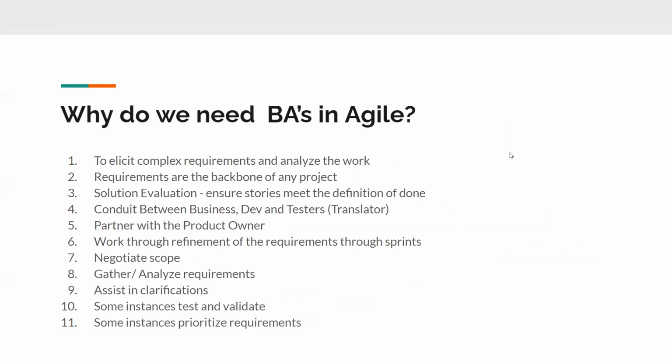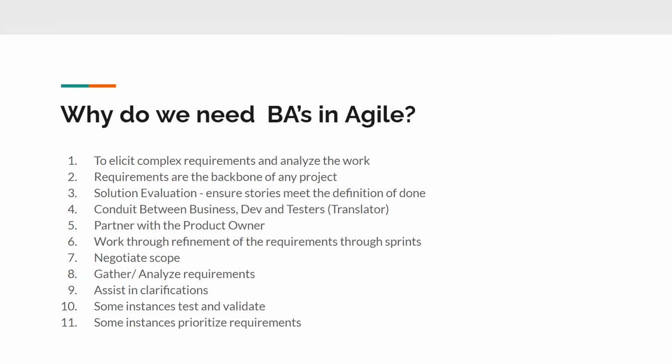Many times you may hear stories of, well, we really don't need a BA in Agile, right? But the role of a BA is critical. I've seen delivery leads who focus a lot on the QA, the tester, the development piece, right? They forget about the BA. Requirements, as shown earlier in the cartoon, are the backbone of any project, because if you don't understand requirements, if they're not clear, there's nothing to code to. There's really nothing to test to.